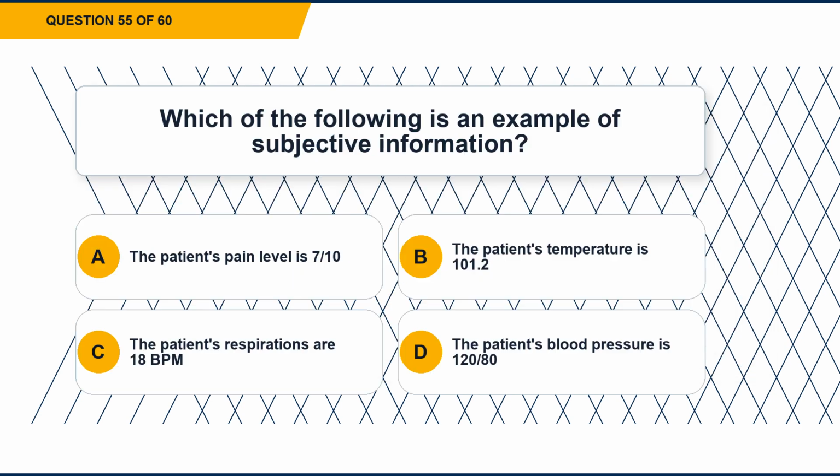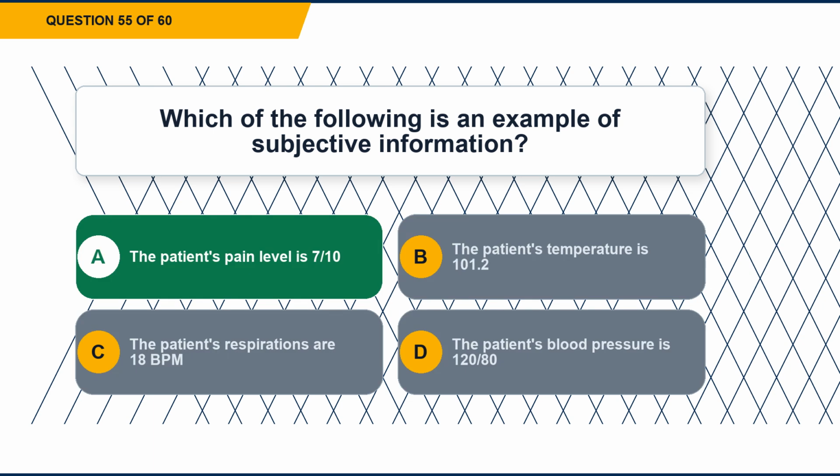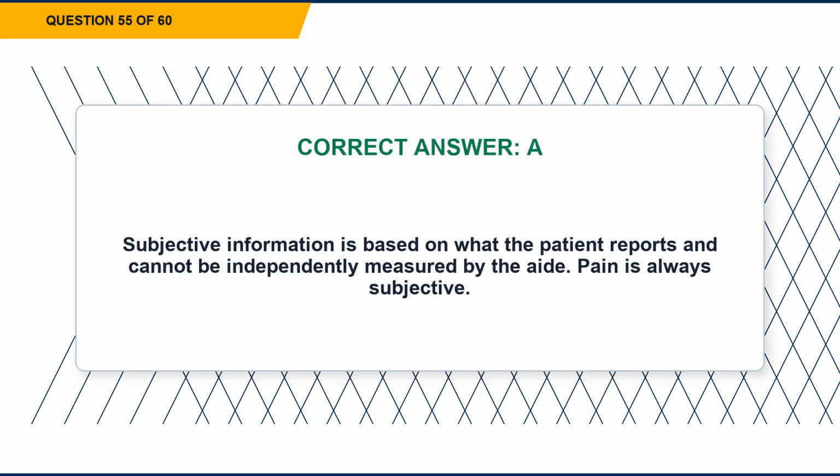Question 55. Which of the following is an example of subjective information? Option A, the patient's pain level is 7/10. Option B, the patient's temperature is 101.2. Option C, the patient's respirations are 18 breaths per minute. Option D, the patient's blood pressure is 120/80. The correct answer is option A, the patient's pain level is 7/10. Explanation: subjective information is based on what the patient reports and cannot be independently measured by the aide. Pain is always subjective.